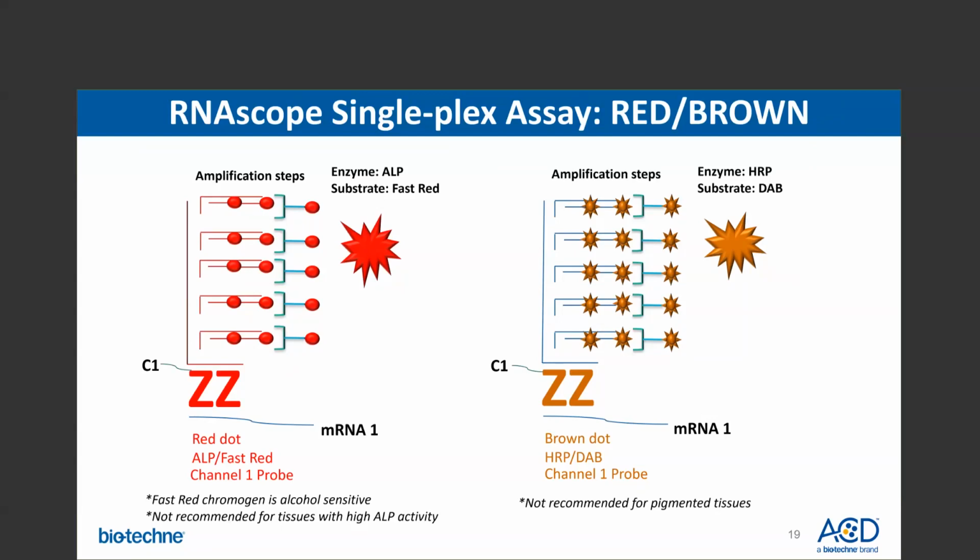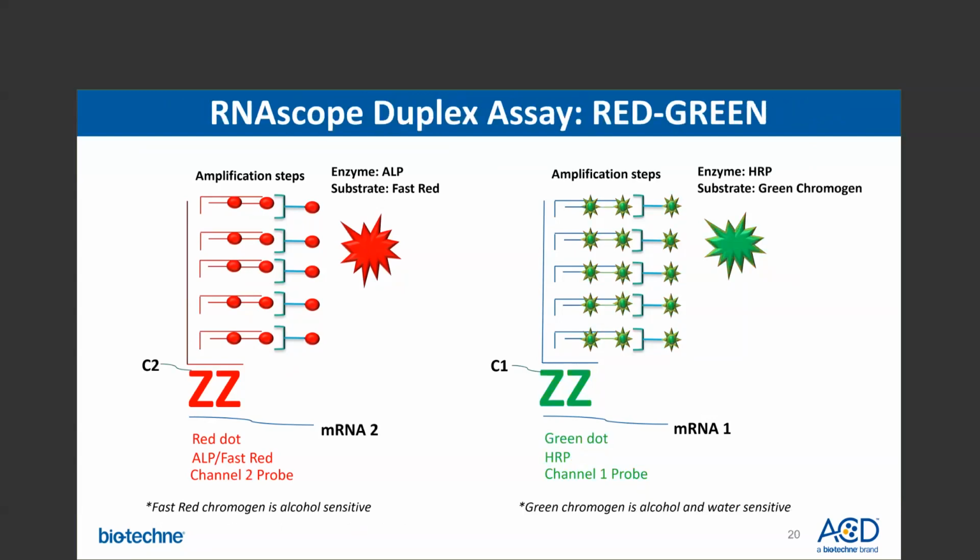On this slide, we are looking at the amplification setup for the duplex assay. In this case, you will have red, as on the previous slide, detected using ALP and Fast Red, and the green chromogen will be detected using the HRP enzyme. A very important point to note is that with the duplex assay, the channel 1 probe will be detected as a green chromogen or a green dot, and the channel 2 probe will be detected as a red chromogen or red dot. And finally, please take note that the green chromogen is both alcohol and water sensitive.